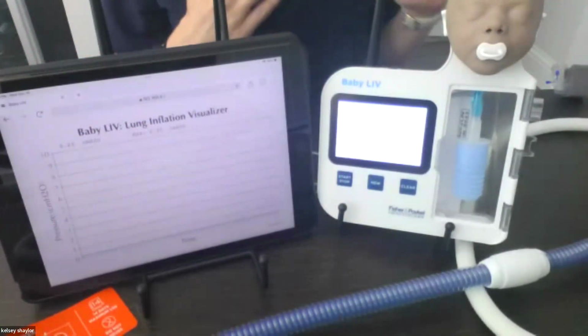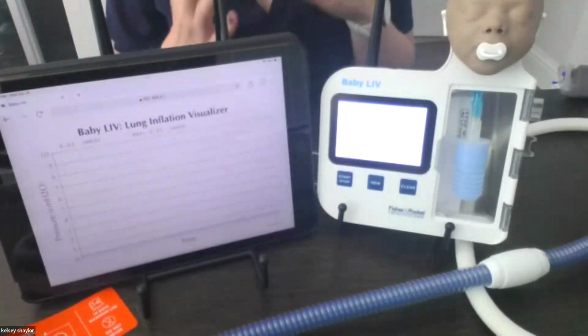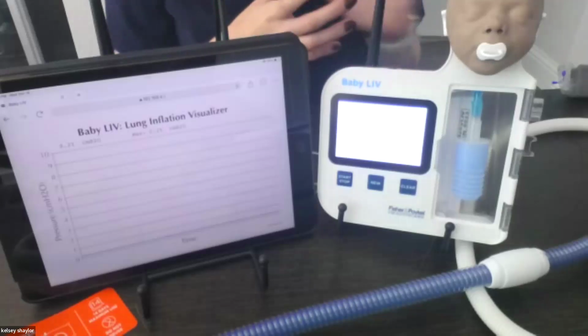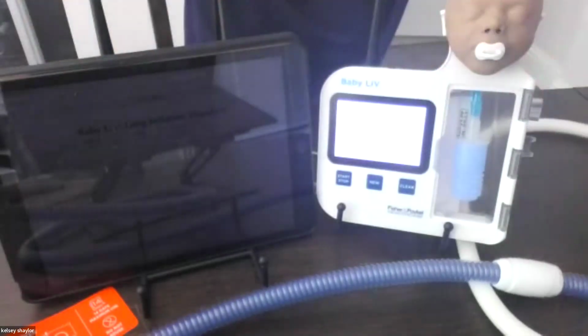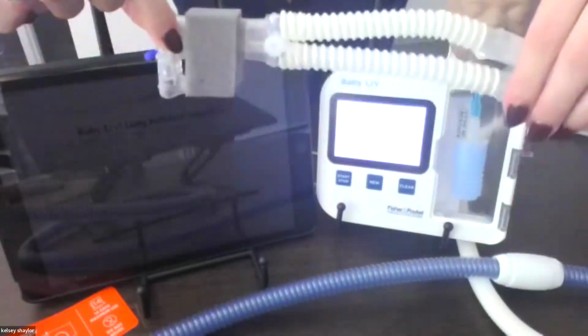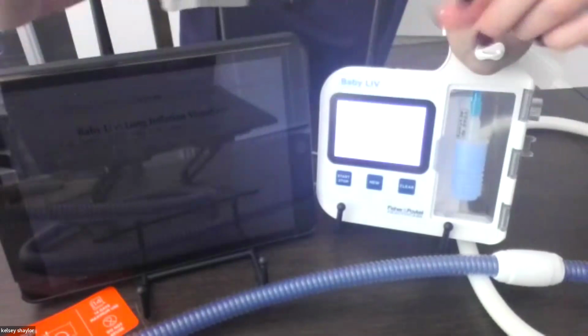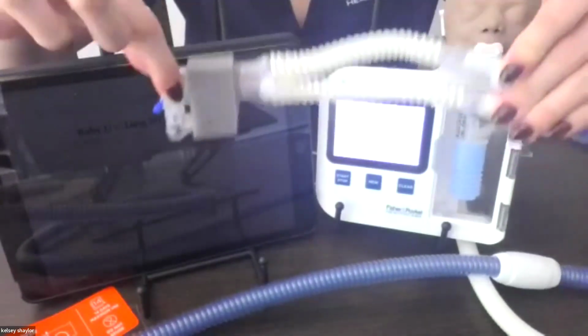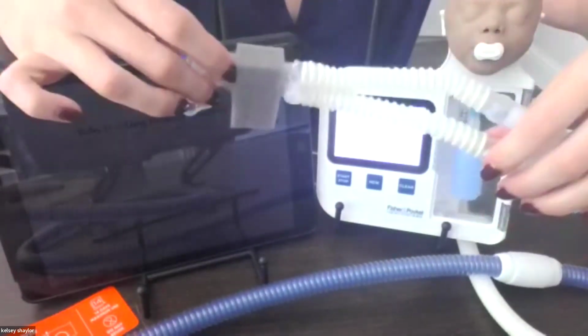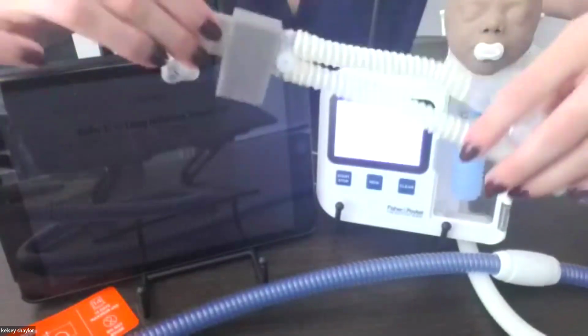To set a baseline whenever I'm doing a demonstration with Baby Liv, I always like to start with a true CPAP interface. And that's for a lot of the reasons that Dr. Grove just went over, right? We are going to be able to set a pressure and get what we're setting when we use an interface like this. A couple of important reasons for that, right?